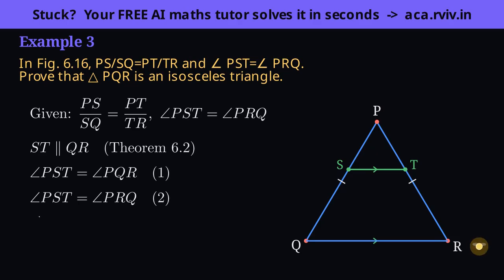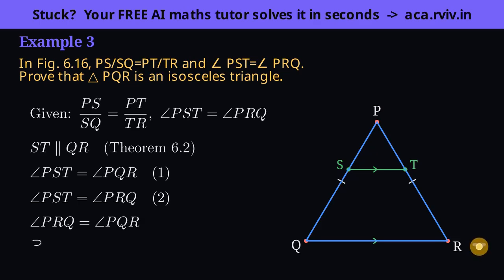Put equations 1 and 2 side by side. Both of them say something equals angle PST. One says angle PQR does, the other says angle PRQ does. So those two must be equal to each other. Angle PRQ equals angle PQR. We've found our pair of equal angles.